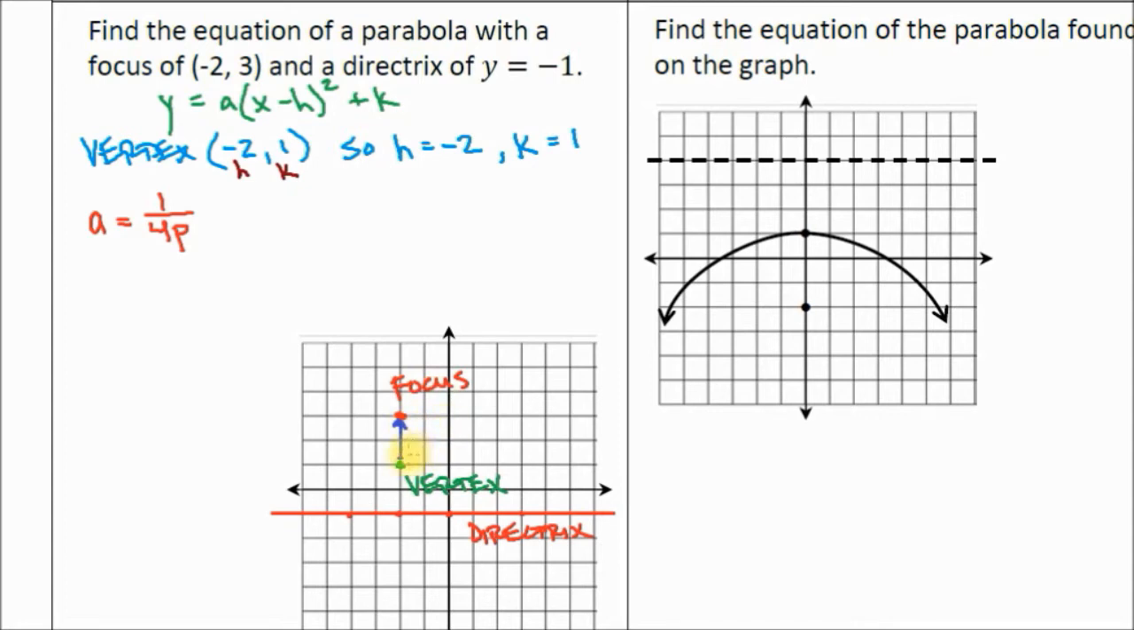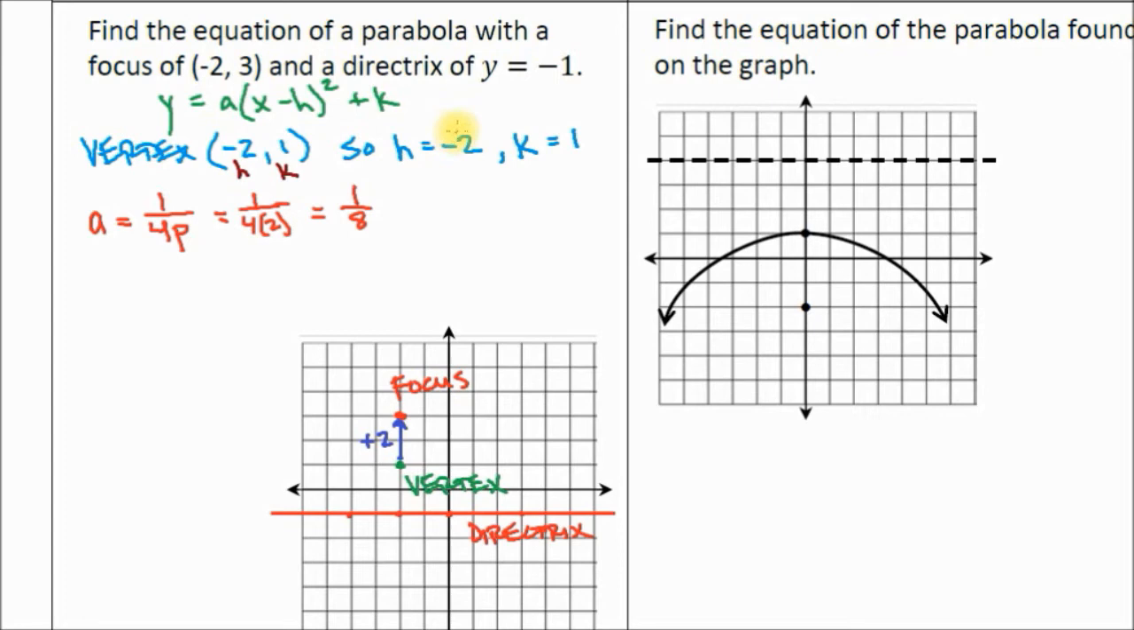And you can see that to move from the vertex to the focus, we are going to go +2. So our p value here is +2. You always start with the vertex and go to the focus. So if the p value is positive 2, then we're going to go ahead and fill this out. This is 1 over 4 times 2, which is equal to 1 over 8. So our a value is 1 over 8.